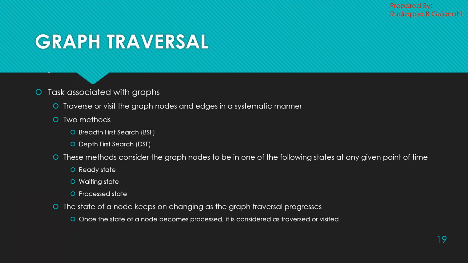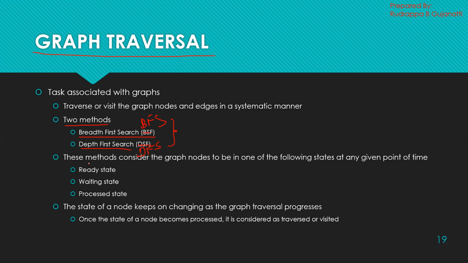Now, when we consider graph traversal, we can have two methods. One is breadth first search, BFS, and the other is depth first search, DFS. Sorry, there was a typo over there. There are slight differences between these two and how they are implemented, which we'll be discussing in the coming sessions.